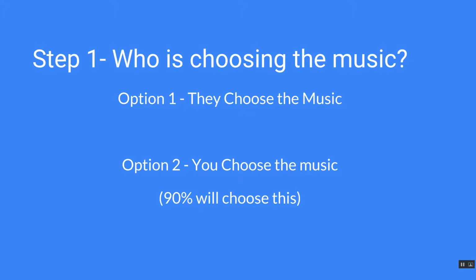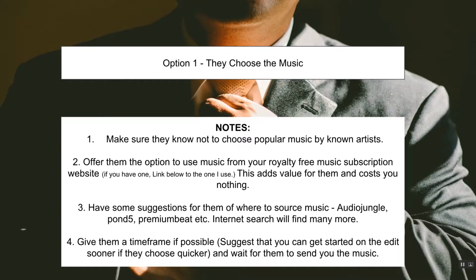So step 1, who's choosing the music? Option 1 is they choose the music. Option 2, you choose the music. Now 90% of people are probably going to go with option 2, but they might not always, or they might just say, yes, you choose the music, but can we please choose from a few tracks that you've chosen, and then we'll pick from them. So in the off chance though that they decide they'd like to choose the music, we'll go through that process now and see how it looks.